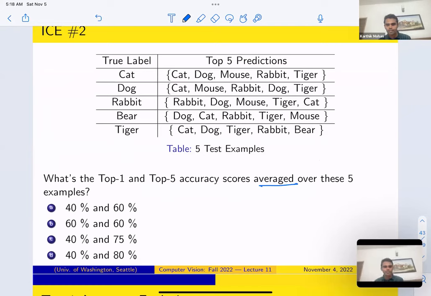Okay, so hopefully you got D as your answer. Top one is easy because you just have to look at the top prediction and see where you match. You only match for this and this, so that's 2 out of 5, that's 40%. And for top five, you have to see, do you match in any of the five? So you match here, you match here, you match here, you don't match here, and then you match here. That gives you 80%. So you can see, even in this small example, the top one accuracy is half of the top five accuracy. Top five accuracy is usually higher for that reason, because you can match in any of the five.